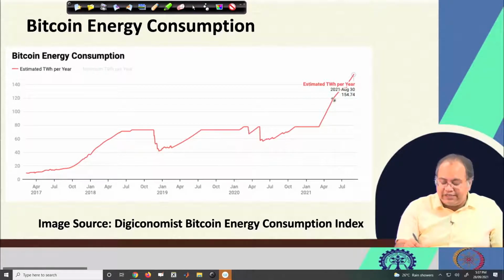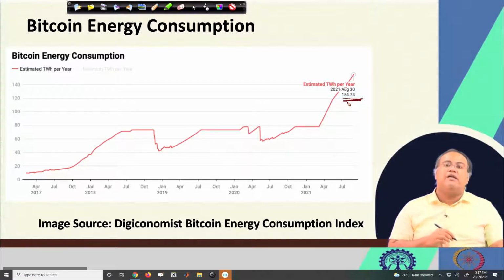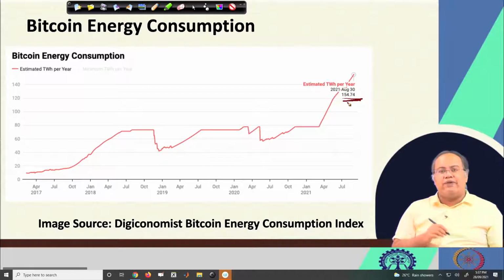Well, and the estimated terawatt hour per year was around 157.74 terawatt hour in August 30, 2021, a very recent stat. So if you just try to look into that, that is a huge amount of energy that is being devoted to mine a new block in a blockchain.